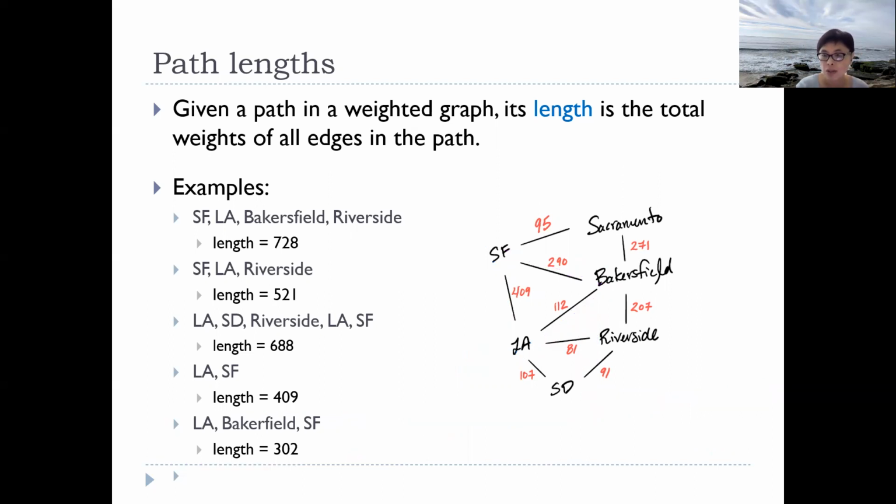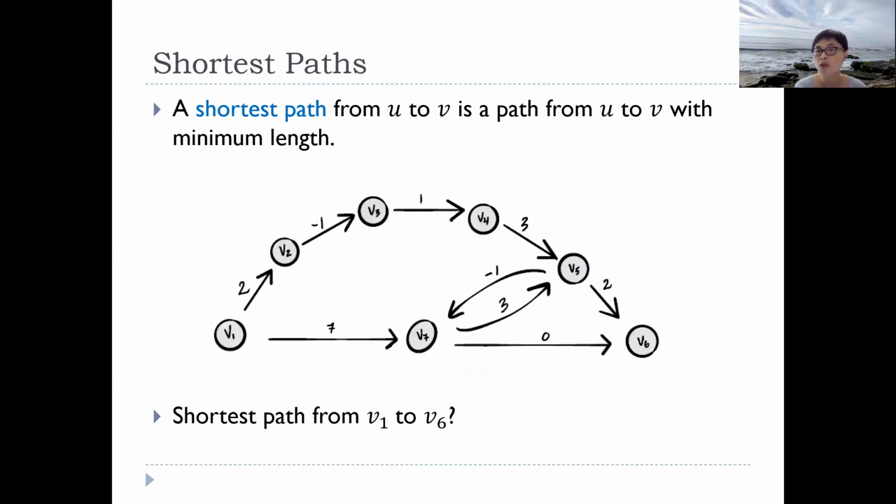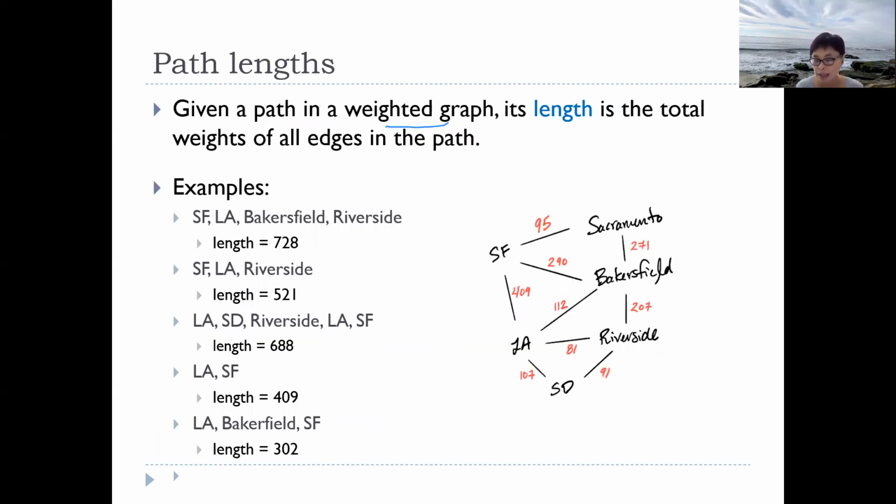So this also motivates the concept of shortest path. The shortest path from U to V in the weighted graph is basically the path with the smallest possible length. So for example, in this example, going from LA to San Francisco, the shortest path is actually going through Bakersfield and then to San Francisco, because the total length is the smallest.